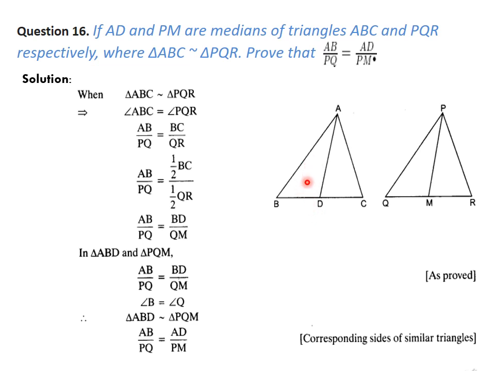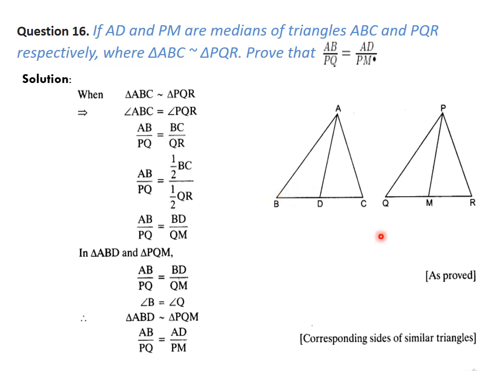We are aiming at proving triangle ABD is similar to PQM. That's why we are choosing this side. So similarly for this one also, instead of QR, half of QR will be equal to QM. Therefore we have AB by PQ is equal to BD by QM. So if we can prove that angle B is equal to angle Q, then we can say that by SAS this triangle is similar to this.